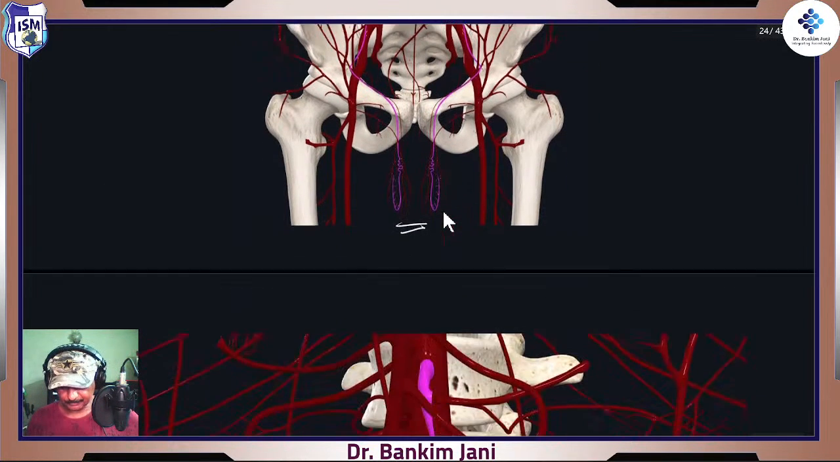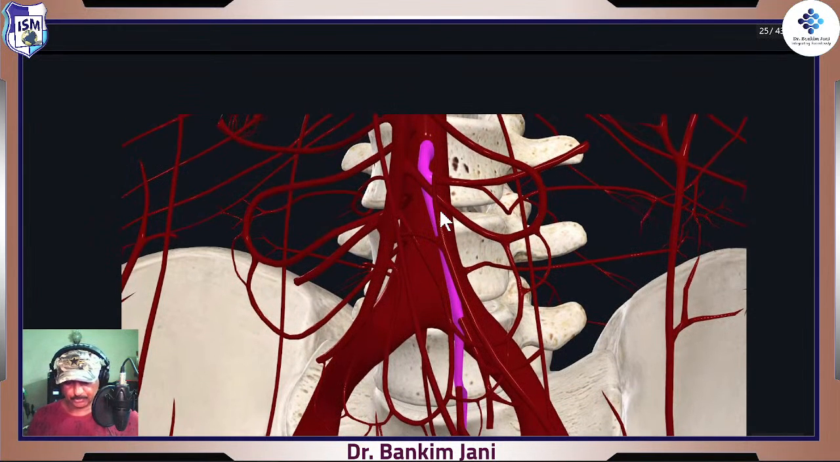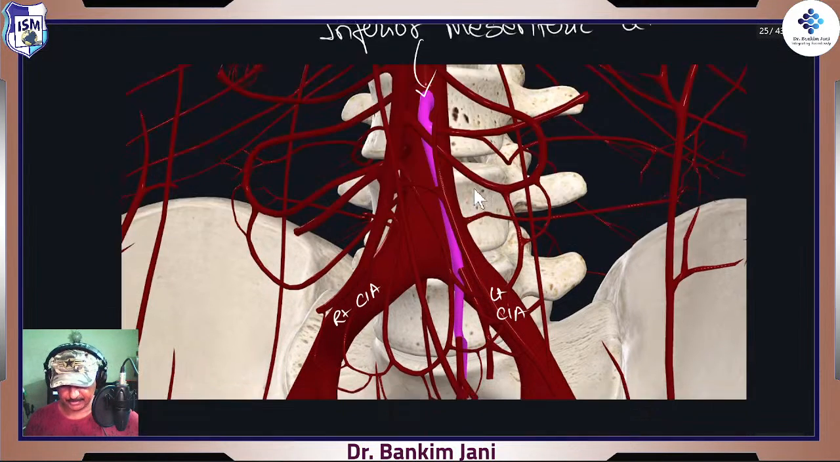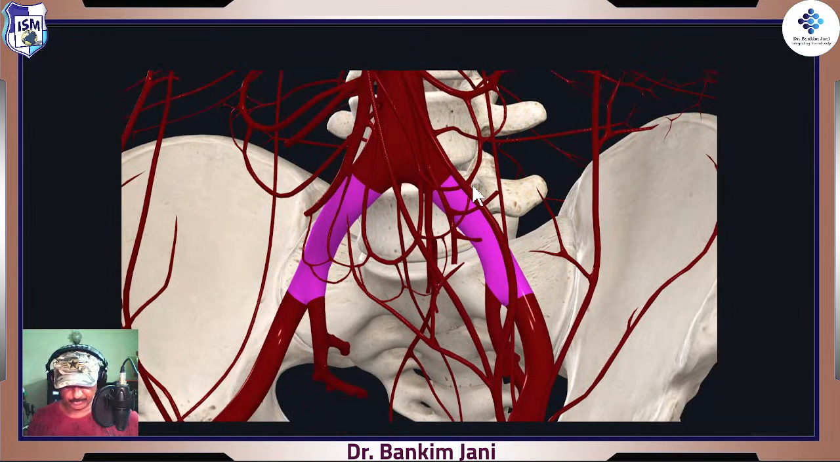Okay. Moving on to the next one. Superior mesenteric was there. This one is inferior mesenteric. That's the inferior mesenteric artery. Right? Here it is. And see, we are almost at a lower level. This is where the right common iliac and the left common iliac arteries are there. So this is where the inferior mesenteric is. And then you know this, right? Common iliac, right and left, you know that.